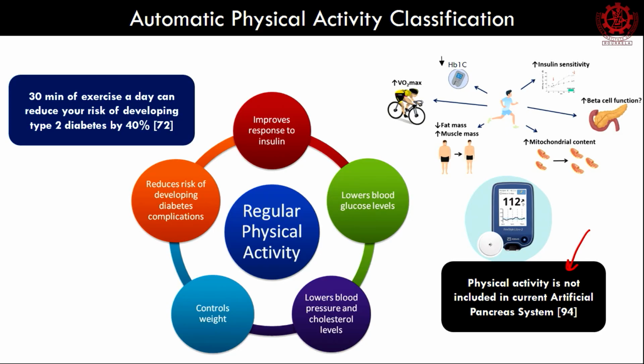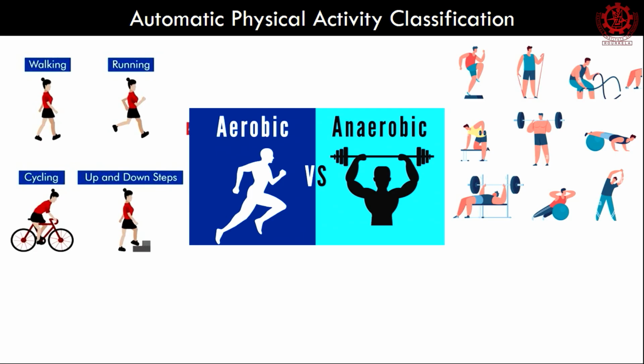So we want to look into automatic physical activity classification, so that the patient does not have to declare it. They can simply go about their life without having to worry about putting these values in an app, or how long they are doing it, and all these things. There are different kinds of physical activity, and mostly we divide physical activity broadly into two types. One is called aerobic physical activity, which is like walking, running, cycling, or walking up and down the steps.